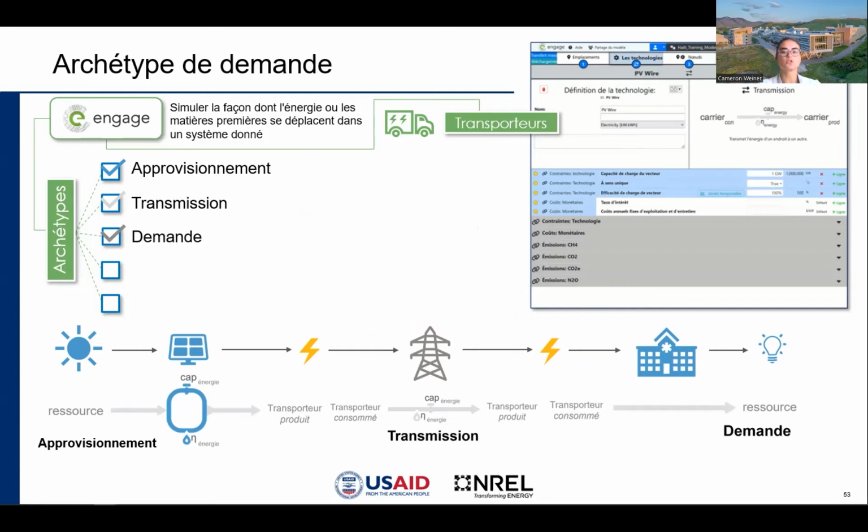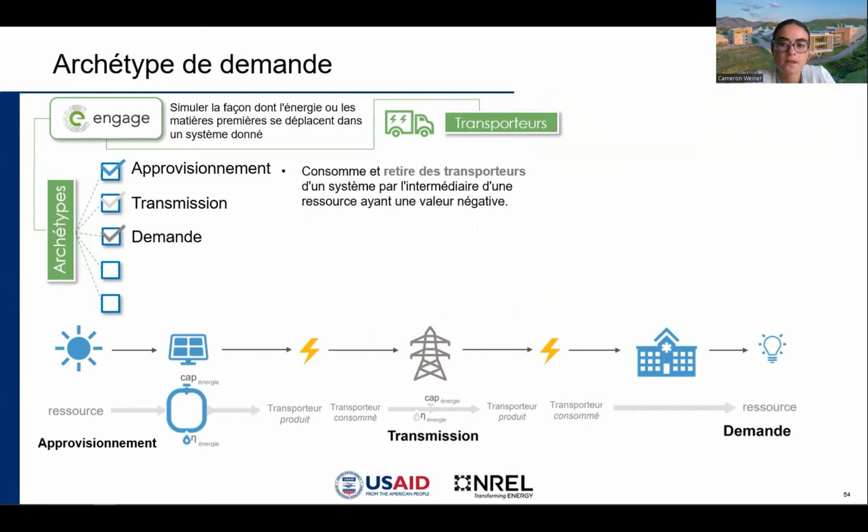So now that we have our solar system and PV wire transmission technology, we can factor in the last technology that we need to make this system complete, which is our demand archetype. Demand archetypes are the opposite of supply archetypes. Supply archetypes create a carrier and introduce it to the system. Demand archetypes, on the other hand, consume and remove carriers from the system. And they do that by configuring a resource with a negative demand value.